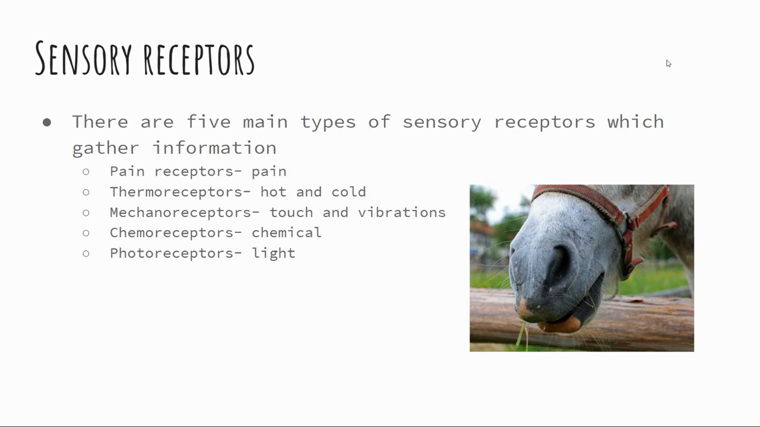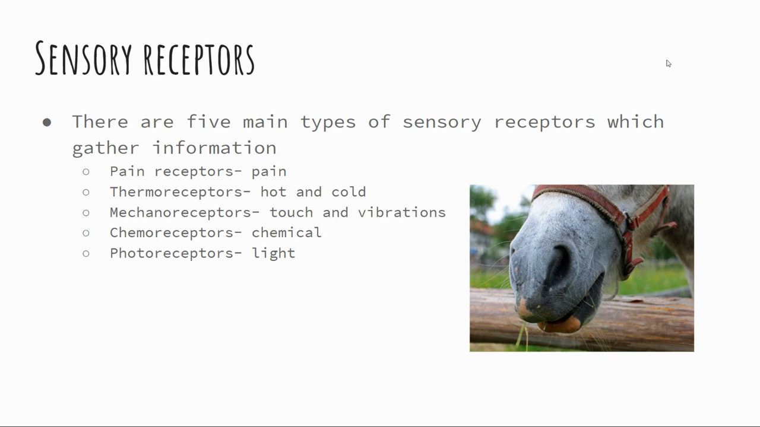All right, so sensory receptors, we've talked about senses, and you understand your senses, your sight, your hearing, your taste, your smell, your touch, all those things. You've been taught that before. But they all have receptors, okay? These receptors are responsible for gathering information on certain things. So there are five main types of sensory receptors that gather information.